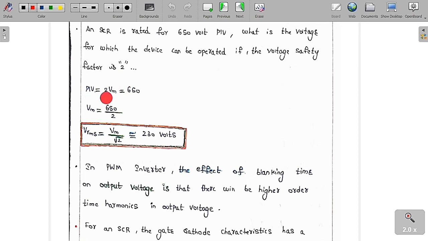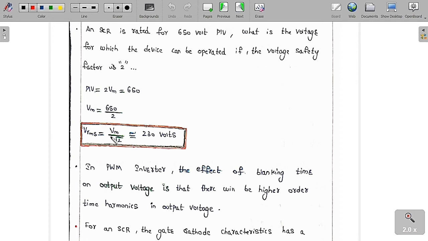So peak inverse voltage is equal to maximum voltage into voltage safety factor. So Vm into voltage safety factor 2, so 2 into Vm is equal to the peak inverse voltage, which they have already given as 650. Therefore Vm is equal to 650 by 2. But Vrms is equal to Vm by root 2.